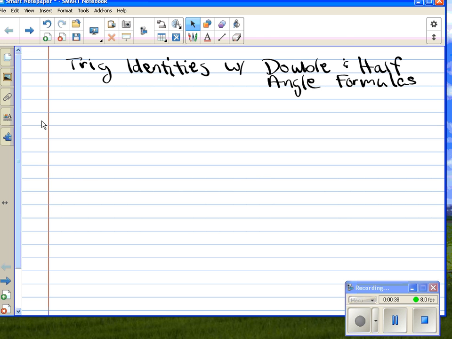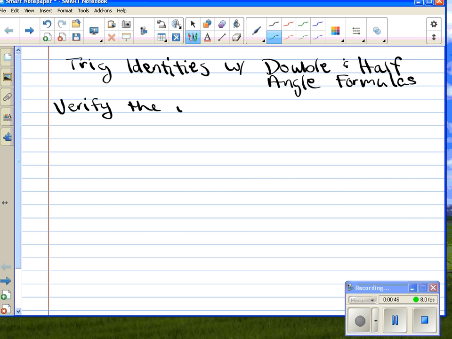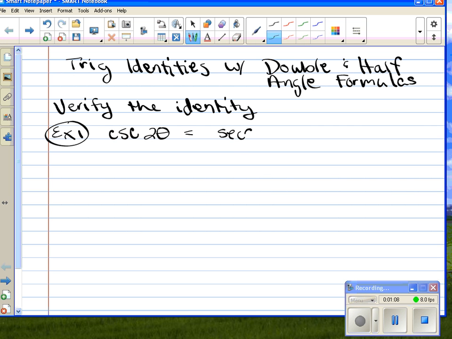Let's just jump right into it with an example. Our job is going to be to verify the identity. And example 1 is cosecant of 2 theta equals the secant of theta over 2 times the sine.